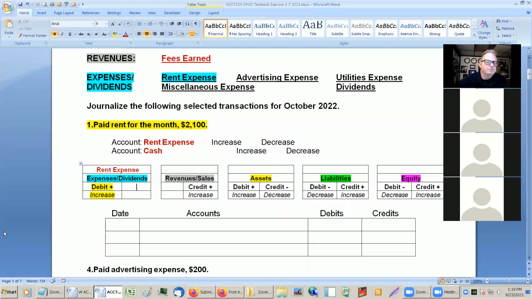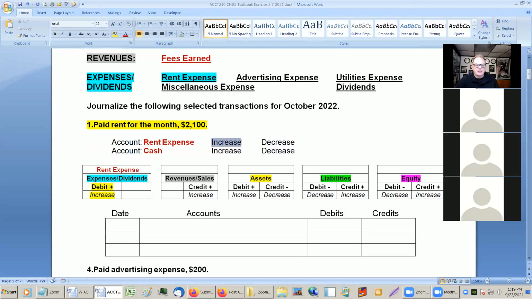So this is for the current month. If you pay in advance, which we'll get to talk about in chapter 3, in a couple of weeks from now, it's prepaid rent, but we're not going to worry about that right now. So this is rent expense going up. They always go up.